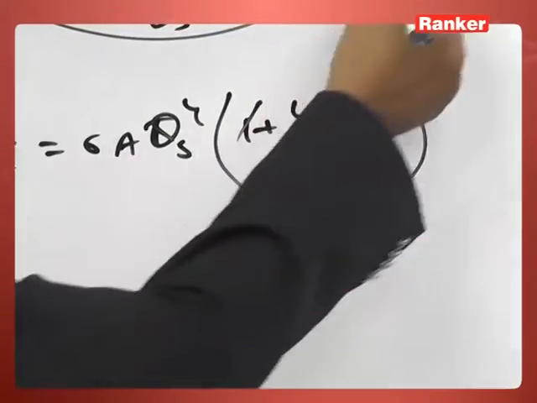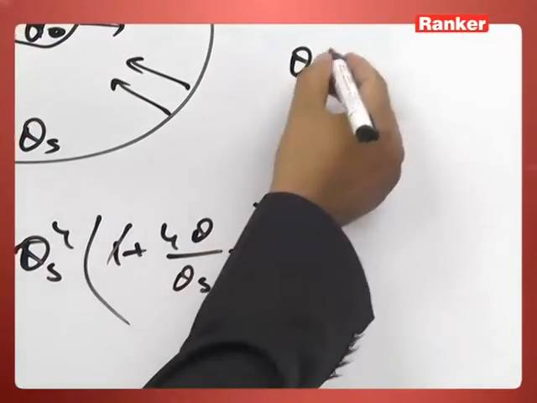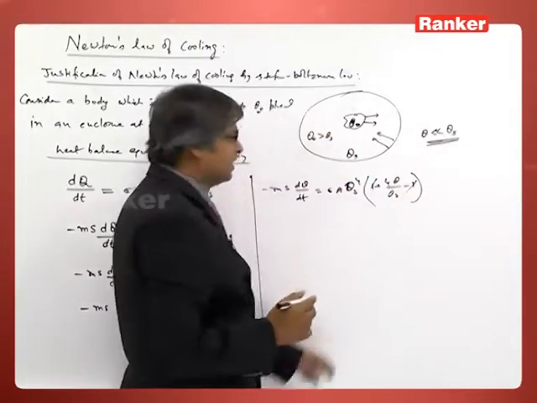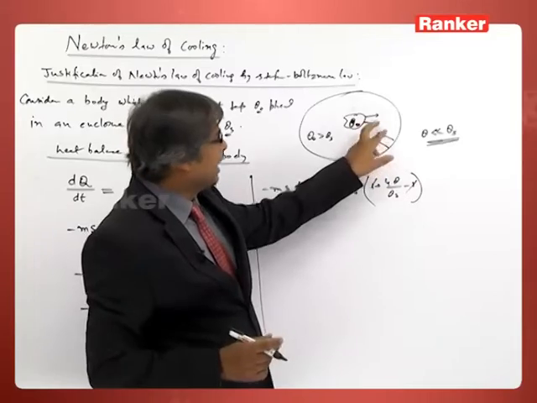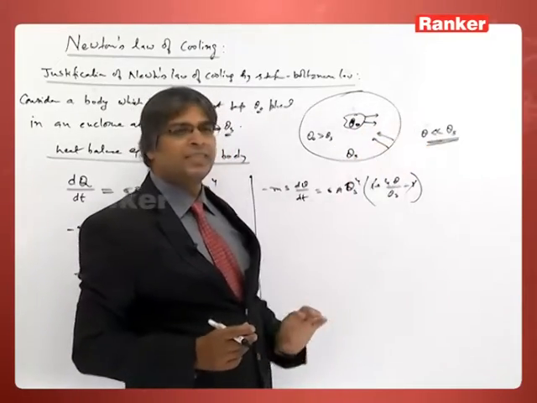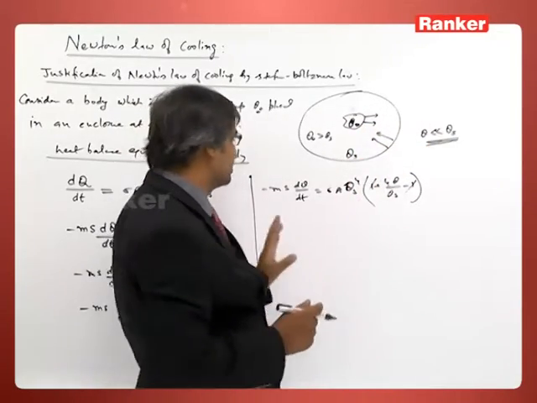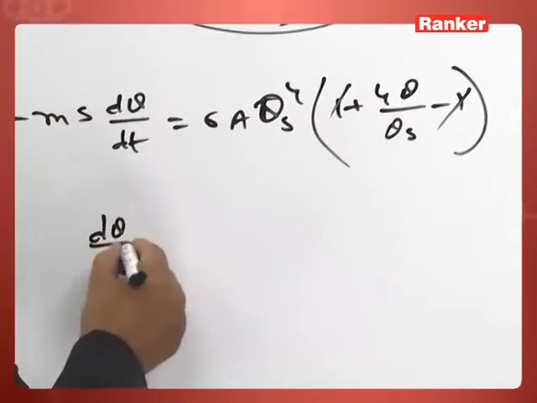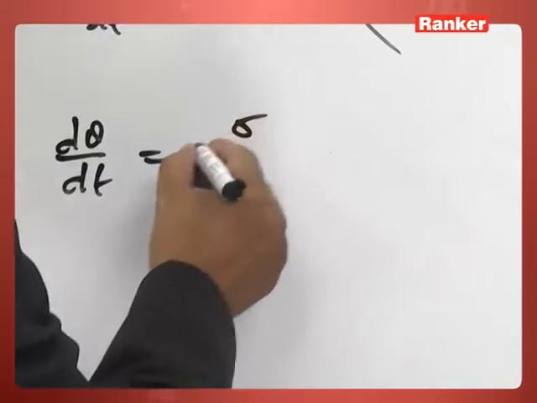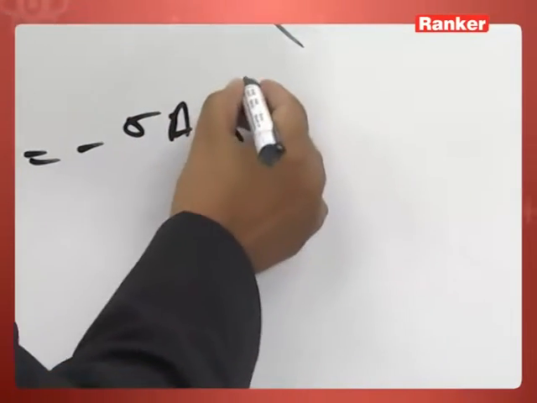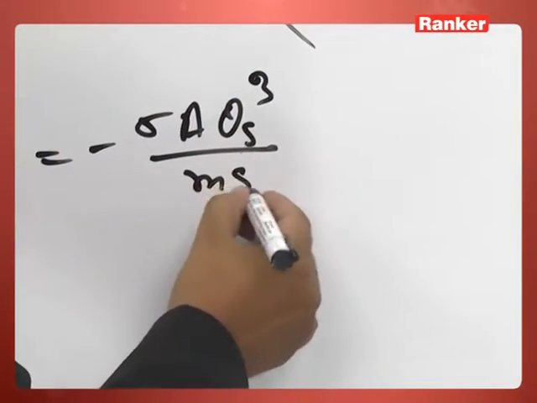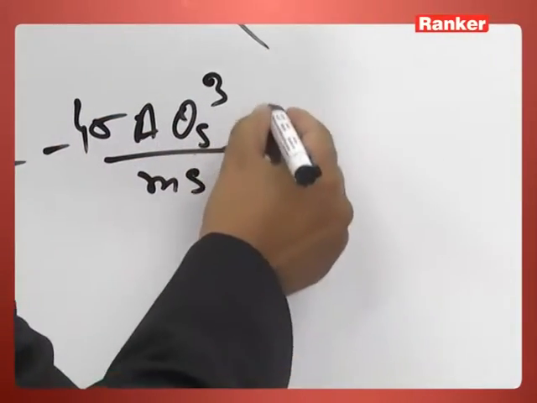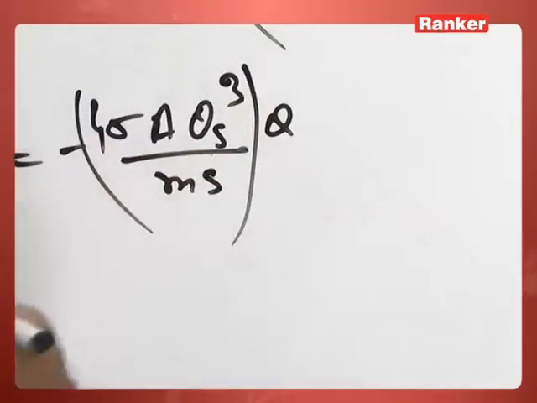So, here I assume that this theta is very less than theta surrounding. So, theta is the temperature difference. If the temperature difference is very less than theta surroundings, then only we can use this approximation, otherwise not. So, now further you see d theta by dt becomes minus sigma A theta s cube by m s into this is again 4 here and then theta. So, you see this quantity is constant.